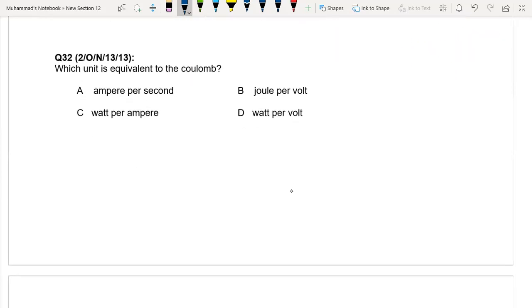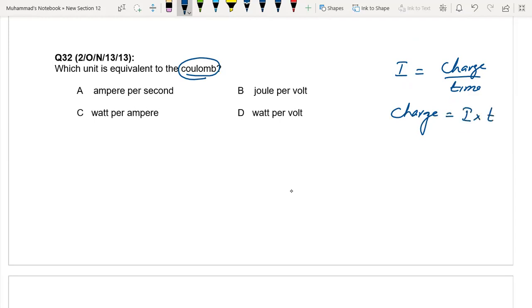Which unit is equivalent to coulomb? You know that current is defined as charge per unit time, and coulomb is the unit of charge. Okay, so charge is basically current times time t, that is ampere second. Ampere per second is not charge. So A is incorrect.